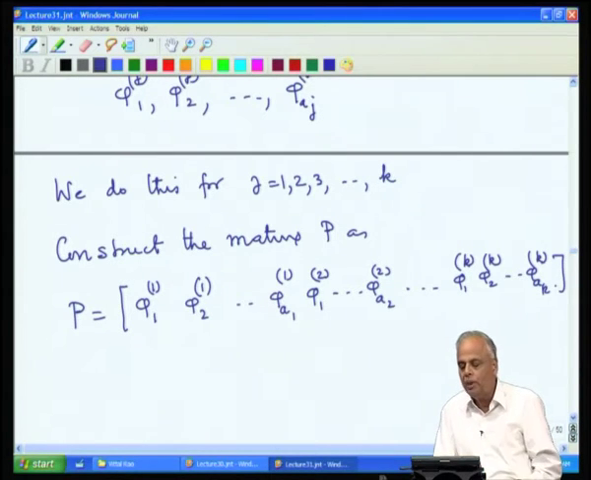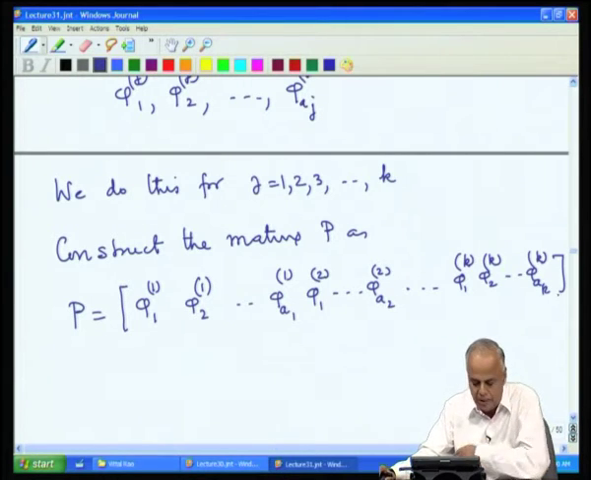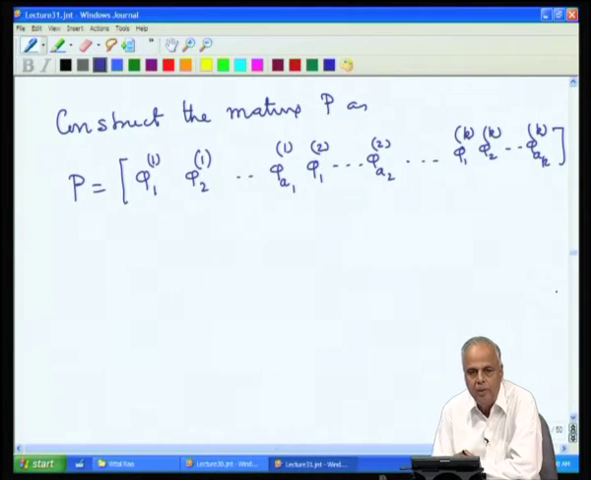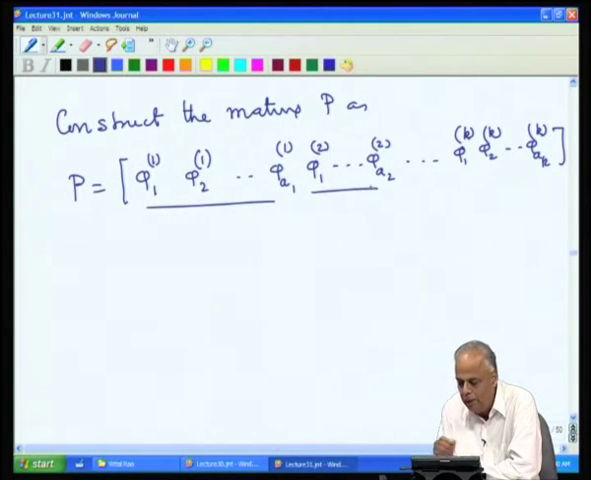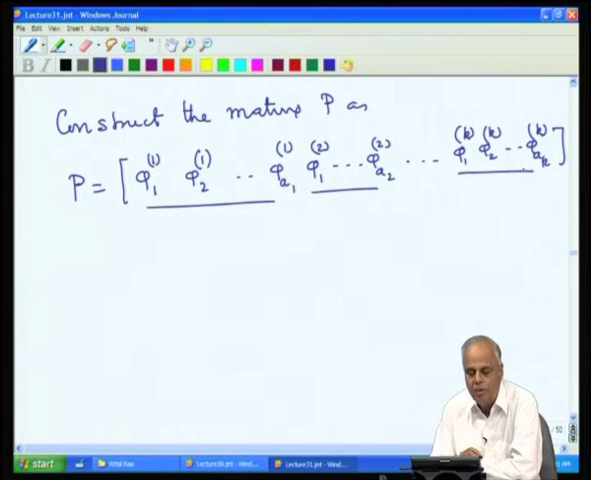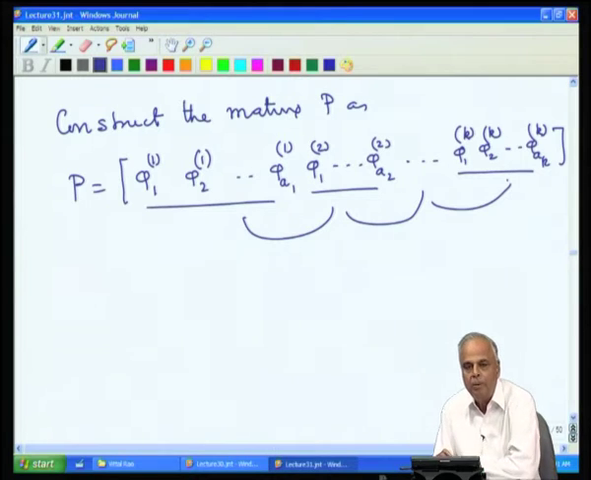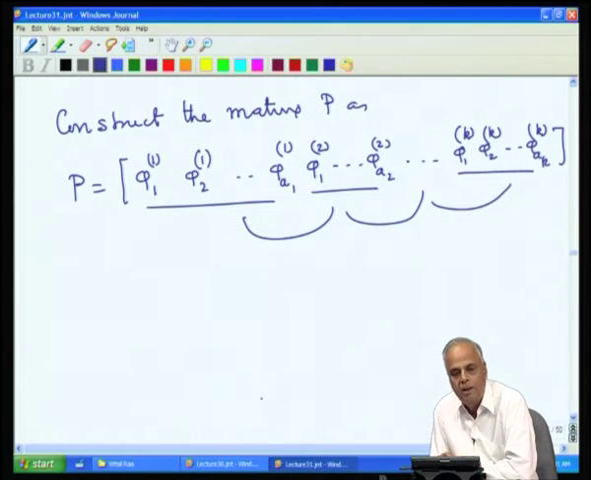So, we will have A 1 plus A 2 plus ... plus A k columns, but A 1 plus A 2 plus ... plus A k is equal to n. Therefore, we have n columns, and by the theorem that we have just proved, these are all linearly independent, because we have just observed that the eigenvectors corresponding to distinct eigenvalues are linearly independent.